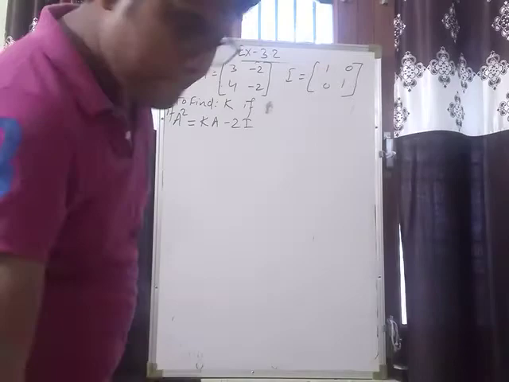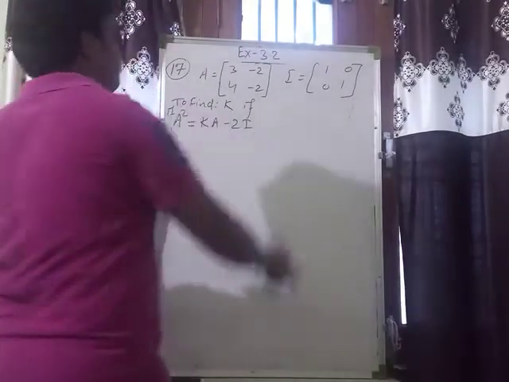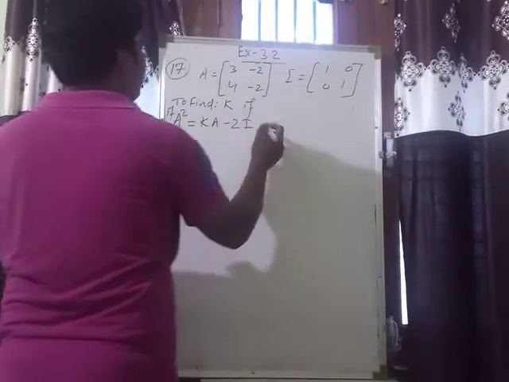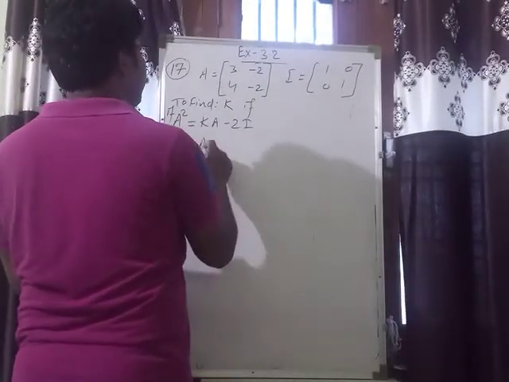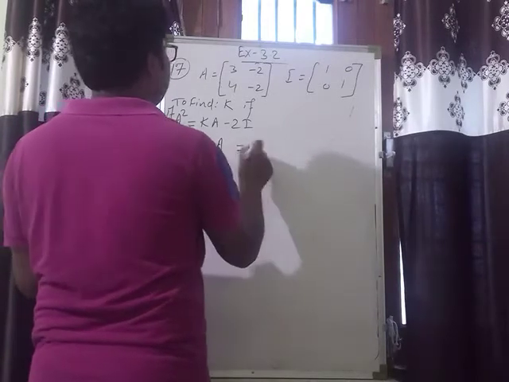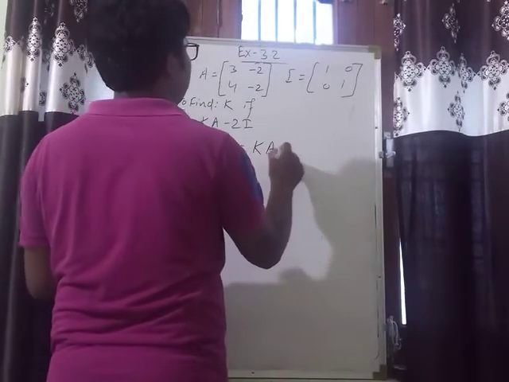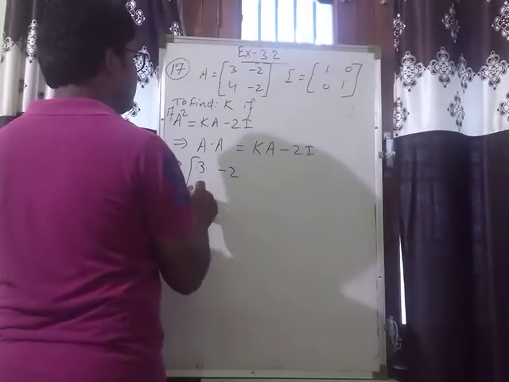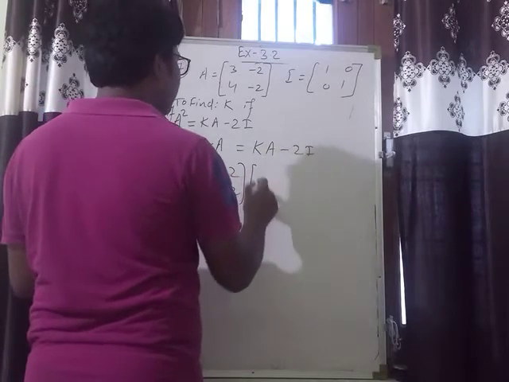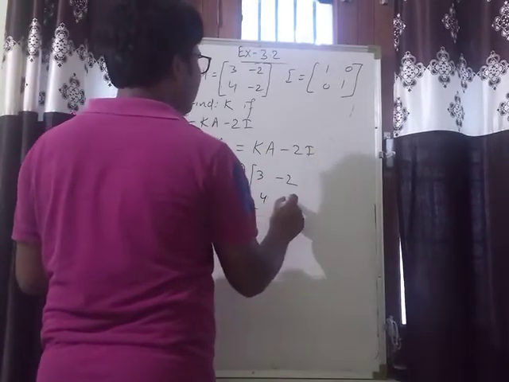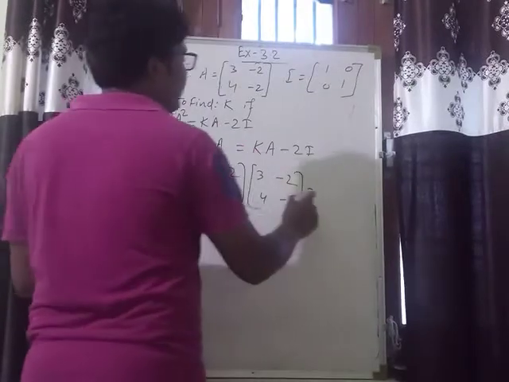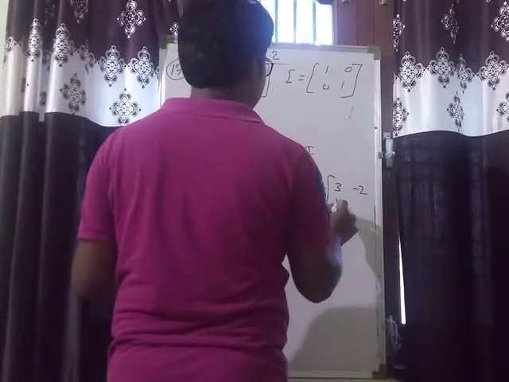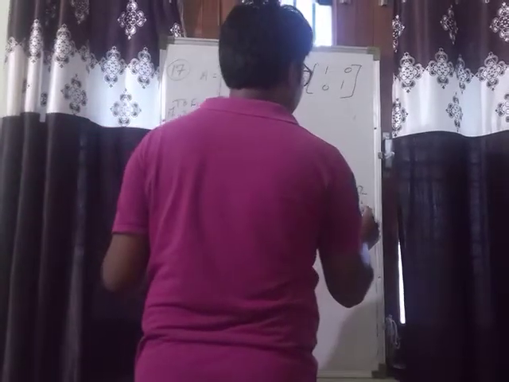See, so this one is given. So from here, A square means A into A, that is Ka minus 2i. That is A is 3 minus 2, 4 minus 2, A again 3 minus 2, 4 minus 2, that is equal to K, A, that is 3 minus 2, 4 minus 2. Okay.